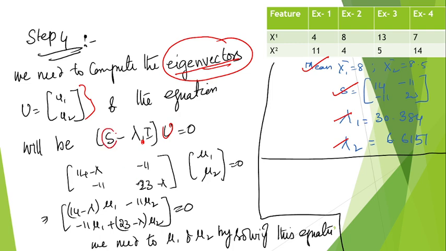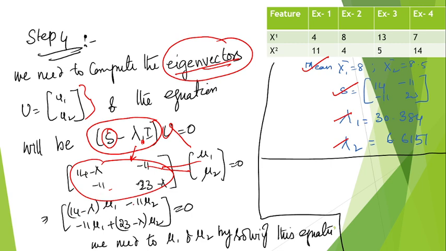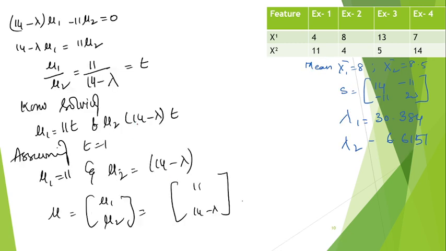So we have got S values, correct? We have already got S, and we have already got these values for mu, whatever the value is, equal to 0. Now multiply this inside, because it's a 2 by 2 matrix. We got lambda into mu 1 minus this one into this one. Now we have got 14 minus lambda mu 1 minus 11 mu 2, 11 mu 1 plus 23 minus lambda mu 2, equal to 0. Now solving this equation, we have already got this equation, correct?